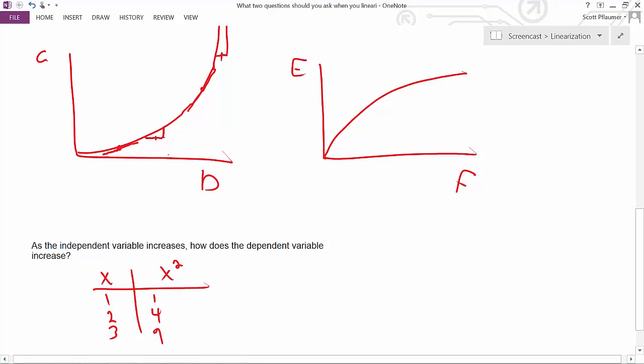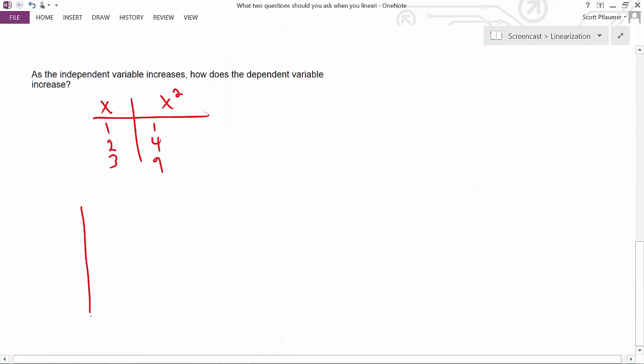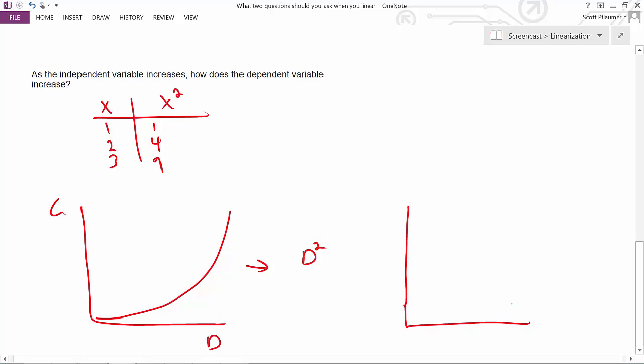So this transformation is going to look like a original graph of this guy. We're going to do a D squared transformation, which will become this guy.